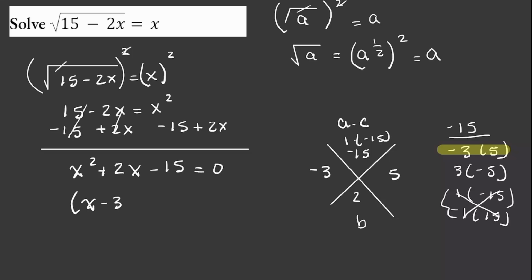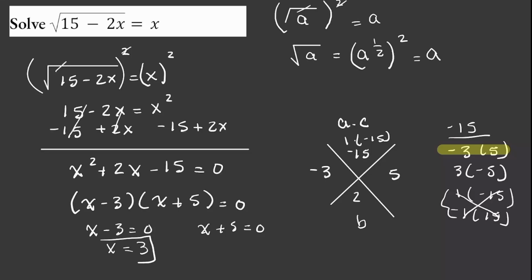So x minus 3 is one factor, and x plus 5 is the other factor, equals 0. Now I need to use the zero property in order to solve for my x values. So x minus 3 is equal to 0, x plus 5 is equal to 0. Solving for x gives me x is equal to 3 and x is equal to negative 5 as my two solutions. However, especially since we're working with radicals, we need to check each solution we obtain because sometimes one of the solutions might not work.